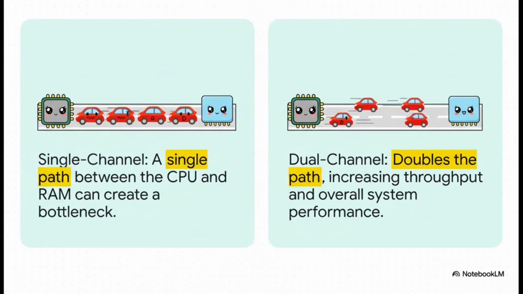Let's go back to analogies for a second. Using just one stick of RAM is like having a single-lane road between your memory and your processor. Sure, data can get through, but it can get backed up, a traffic jam. But when you install 2 sticks of RAM in a dual-channel setup, it's like opening up a whole second lane on that highway. You've just doubled the path for data to travel. And in the real world, this can give you a noticeable performance boost. It's just a simple way to get more speed.